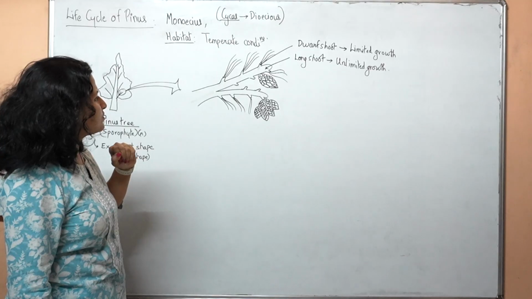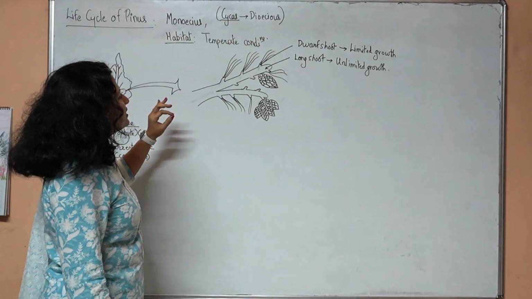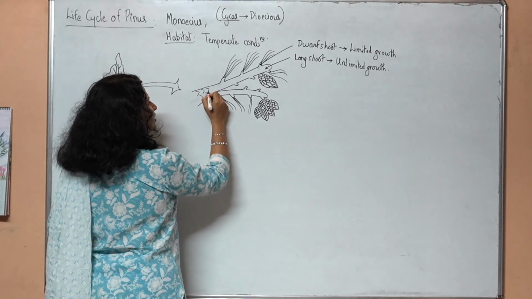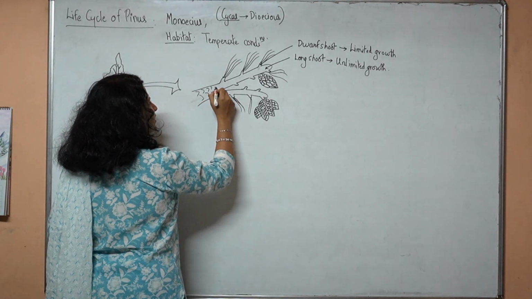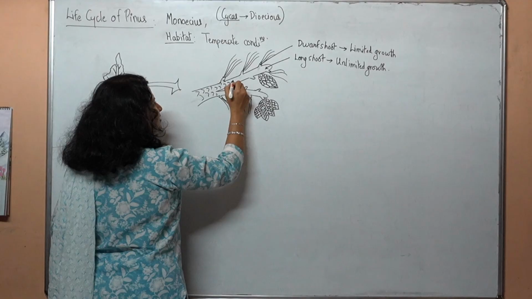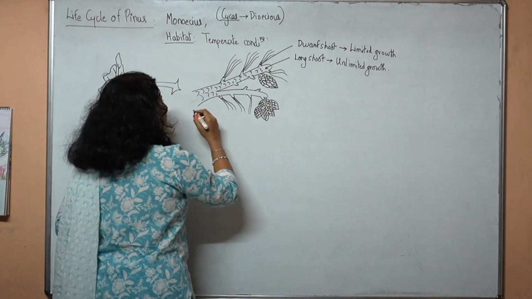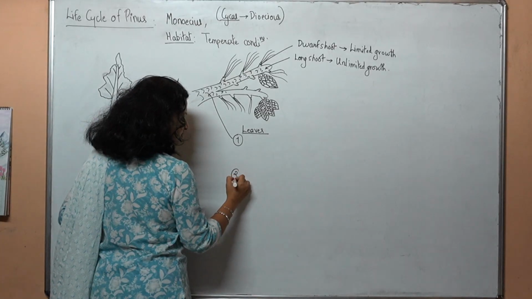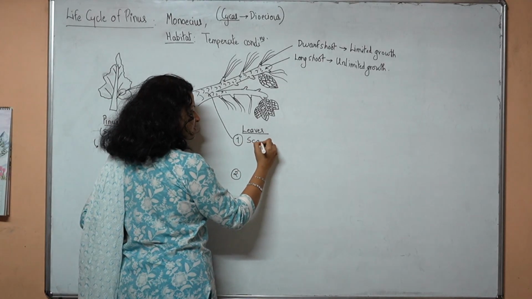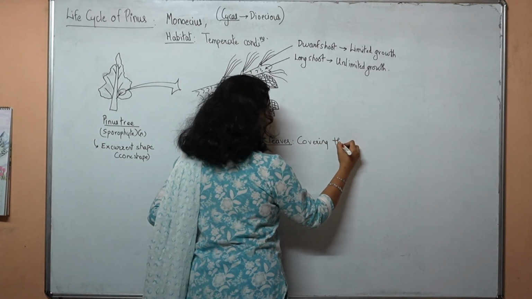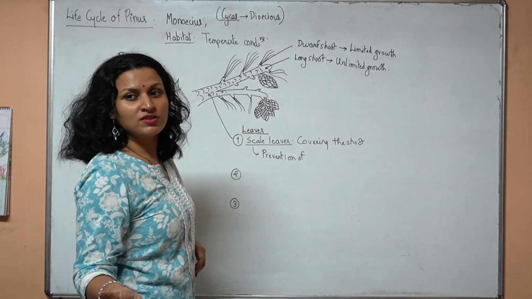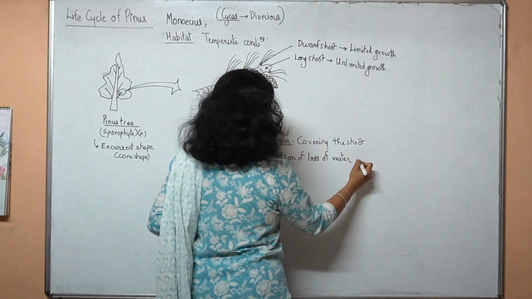Next, we talk about the types of leaves. In this diagram, you can see three different types of leaves. The first type of leaves will be covering the long and the dwarf shoot entirely like this, like scales. For what reason do you think they are? They are called the scale leaves. The leaves are of three different types. The first are called the scale leaves, which will be covering the shoot, and their primary purpose will be prevention of loss of water, a xerophytic adaptation.